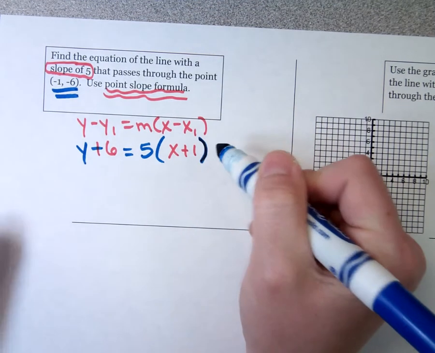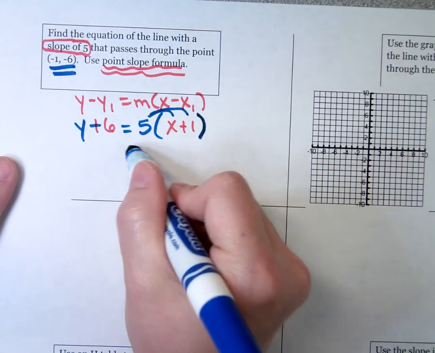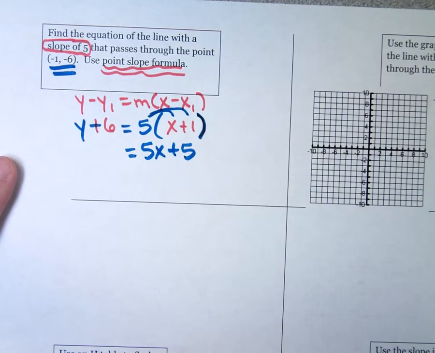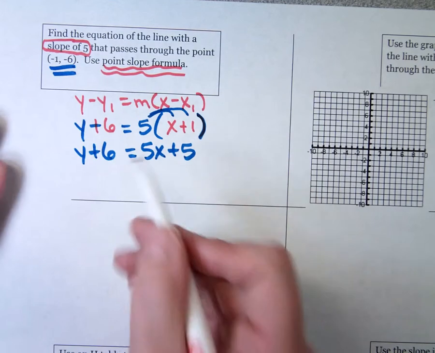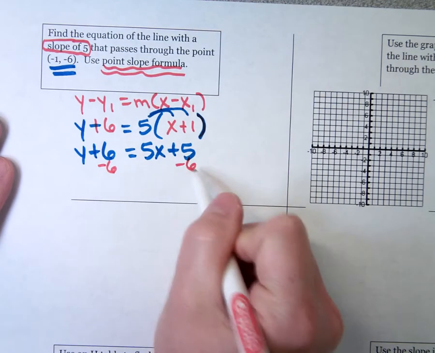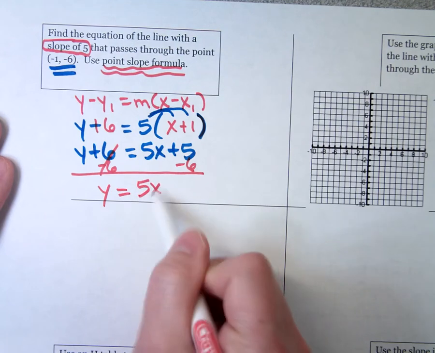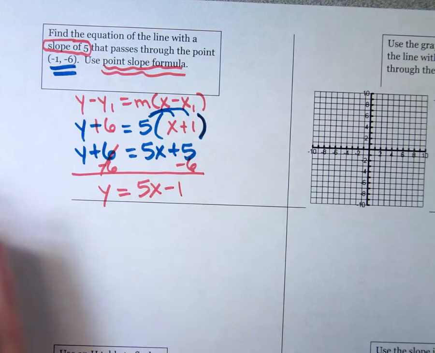What do I do next? Okay, distribute the 5. If you distribute the 5, what do you get there? 5x plus 5. And then I'm going to bring down the y plus 6. And then what do you do? Subtract 6. Okay, so I subtract the 6 from both sides. The y drops, the equals drops, the 5x drops, and what is a positive 5 minus 6? Negative 1. Is that what you told me, Tyler?